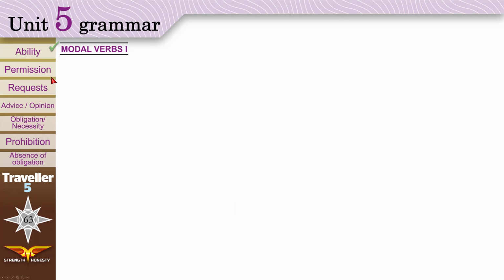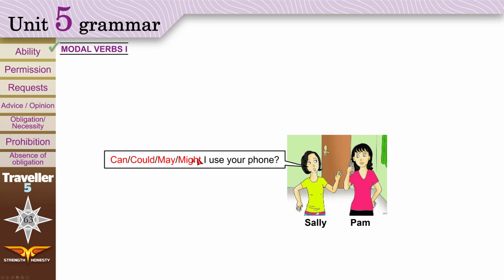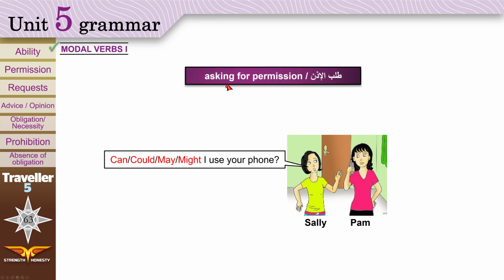Move on to permission. Pam has a phone and Sally doesn't. Can I use your phone, Pam? Could I use your phone? May I use your phone? Or might I use your phone? She is asking for permission. Please let me use it. Can is informal. Use it with friends or your brothers and sisters.